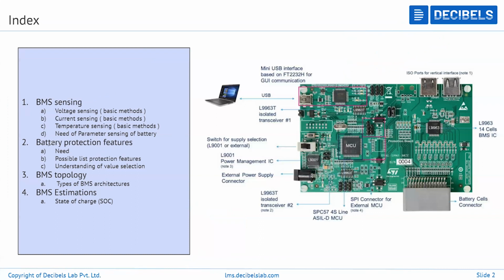And then we'll discuss the battery protection features. We'll try to touch the possible battery protection, most of which are software developed, like under voltage condition. Again, in that we have different levels, level one, level two. We'll try to understand those, and then we'll touch the topology of the BMS and the BMS estimations. We'll see different types of SOC estimation methods.